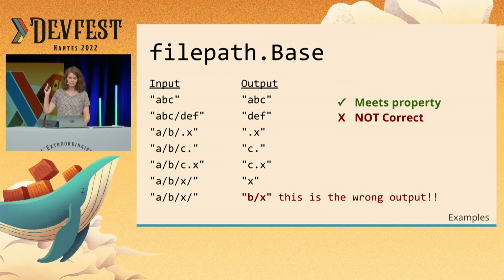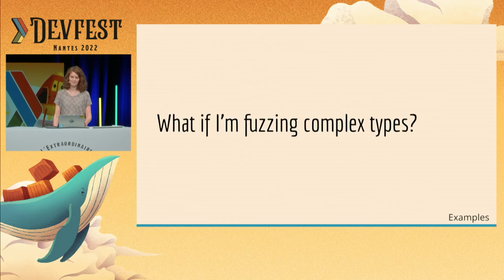But what about this one? By that logic, our property-based checking and fuzzing should also think that this is right. B/x is a suffix of A/B/x, so we're good, right? Well, no. We know that the base is x. So there's nothing wrong with fuzzing our code in the way we described, but it shouldn't give you a false sense of security such that you don't write unit tests as well. So just remember, fuzzing should supplement unit tests, not replace them.